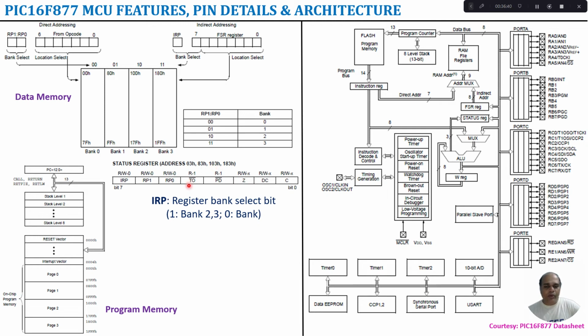Then we have 2 more bits, which are timeout bar and PD bar. Timeout bar is for the watchdog timer. Whenever the watchdog timer runs out, it needs to generate an interrupt signal that is indicated by this timeout bar, which is an active low signal. And PD bar, power down mode, is for sleep operation. So we can operate our microcontroller in a power down mode.